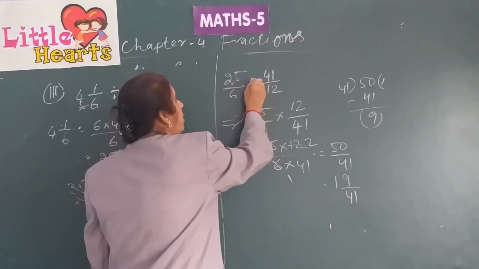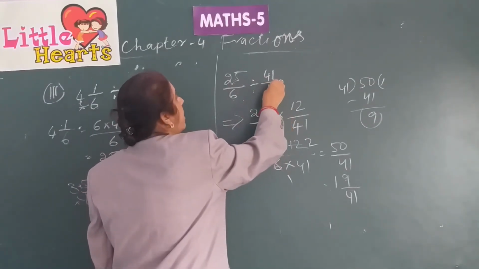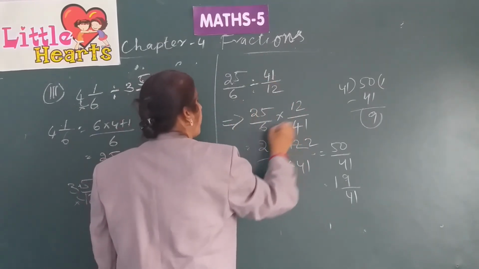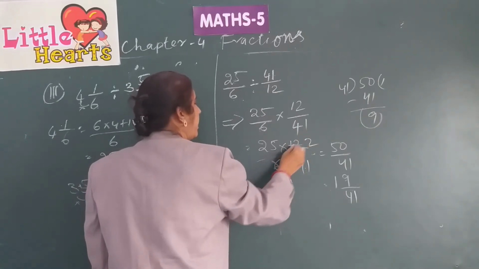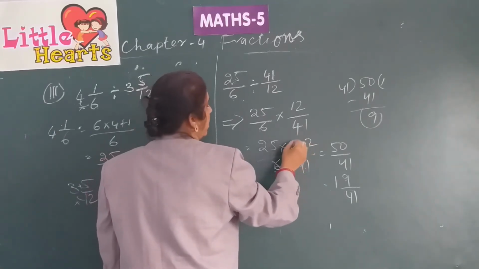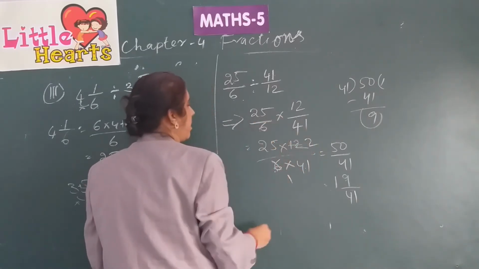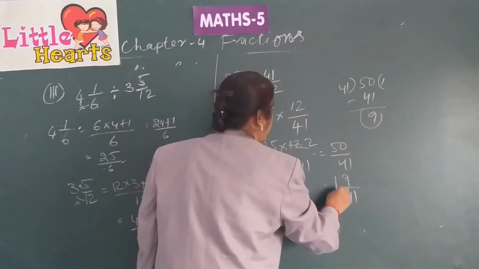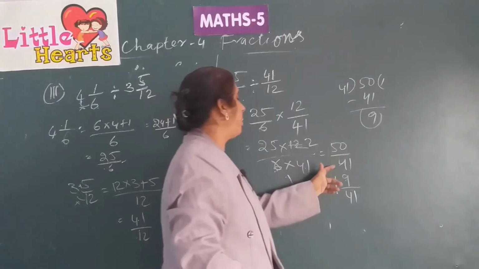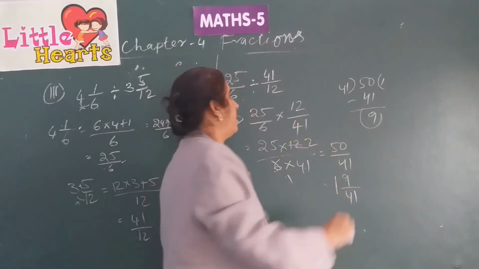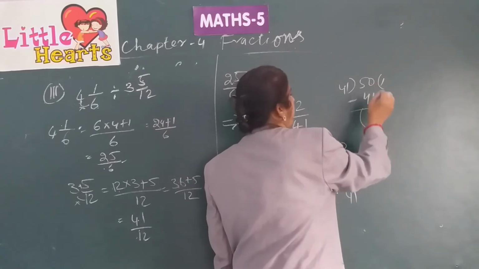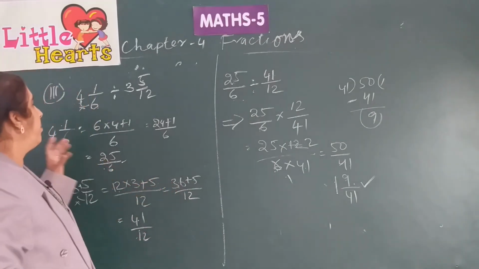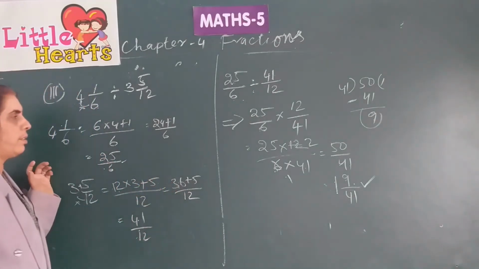25 by 6, division means it becomes multiplication, and its multiplicative inverse should be written, 12 by 41. So 25 into 12 by 6 into 41. 6 and 12. 6 ones are 6, 6 twos are 12. These two get cancelled. So 25 twos are 50 and 1 into 41 is 41. Change it into mixed fraction now. 50 by 41, change it into mixed fraction by division. 41 ones are 41. 50 minus 41 is 9. 1 9 by 41 is the final answer. In this way, a mixed fraction can be divided by another mixed fraction.